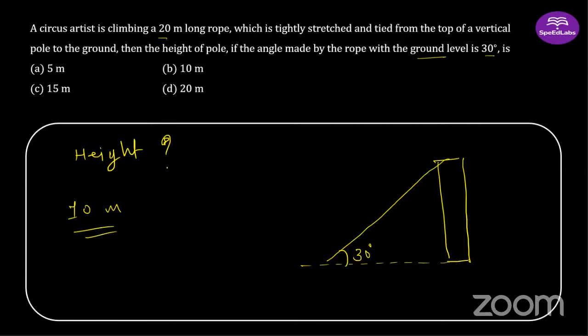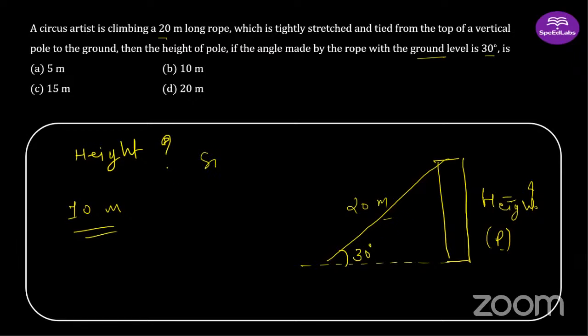See, this particular length, the hypotenuse, would be 20 meter, because this is the way our rope is tied. So the hypotenuse is equal to 20 meter. Now they are asking us for the height of the pole. This height is the perpendicular, so we need the relation between perpendicular and hypotenuse, otherwise you can get confused between the sides.